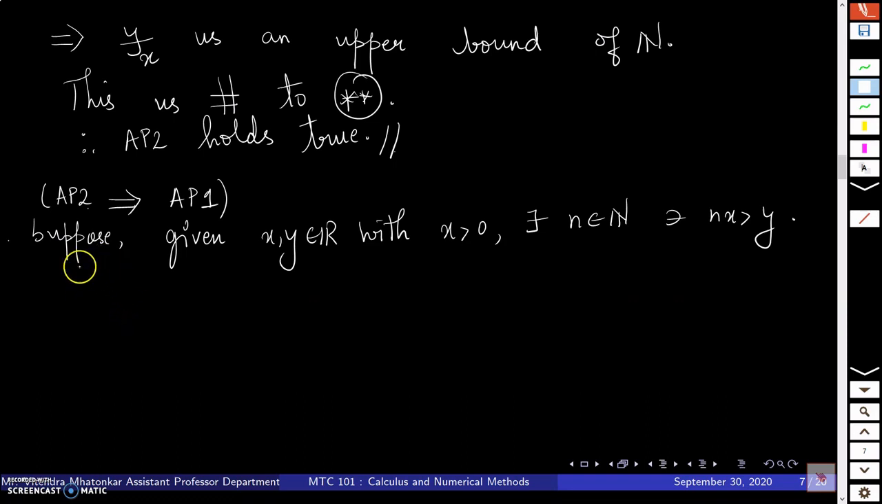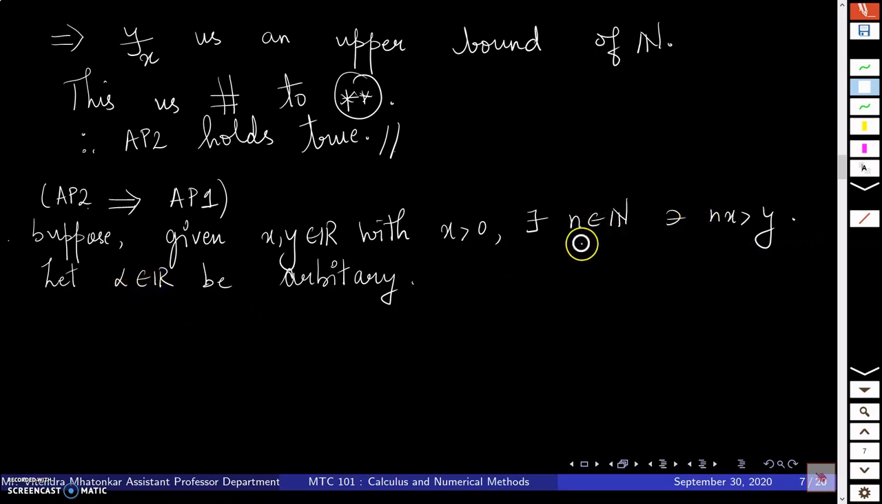Okay, so supposing I start with some real number. Let alpha be a real number, arbitrary. So alpha is any real number. What we have to show is this alpha is not an upper bound of n. That means we have to find a natural number which is bigger than alpha, and we are done, right? Now from my assumption step, if I take any two real numbers x and y with x positive, I can find a natural number n such that nx is greater than y. And what I want to do now is find one natural number which is greater than alpha.